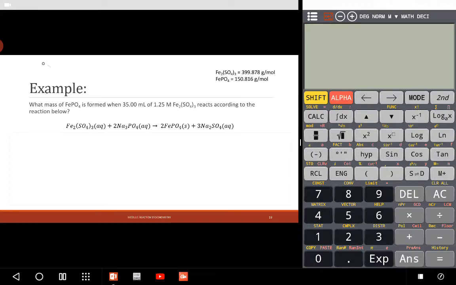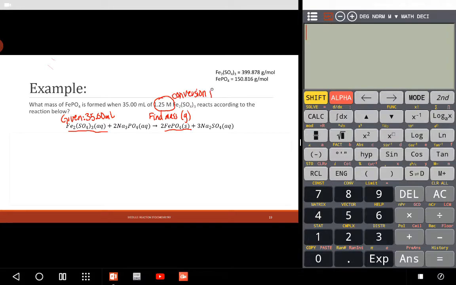So here's an example problem. It reads, what mass of FePO4 is formed? So I'm trying to find mass, which is grams, when 35 milliliters of 1.25 molar this reacts. So we are given 35.00 milliliters of that. Whenever you see this in a problem, that's a conversion factor.